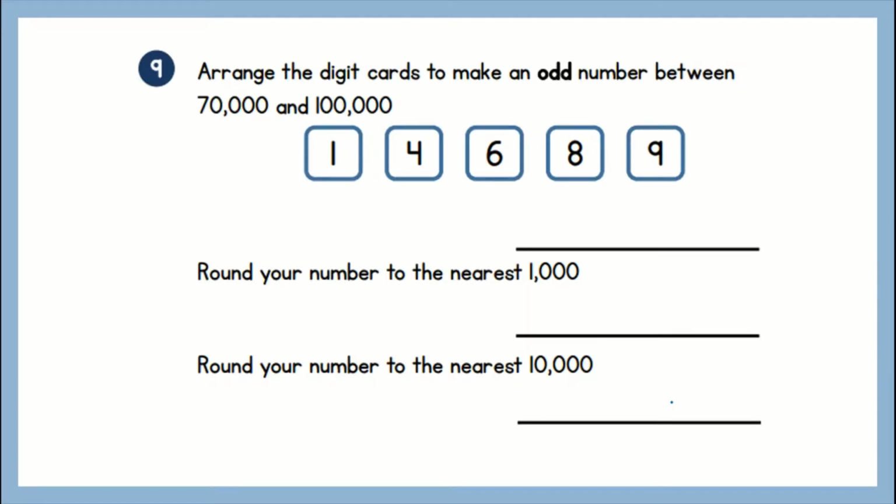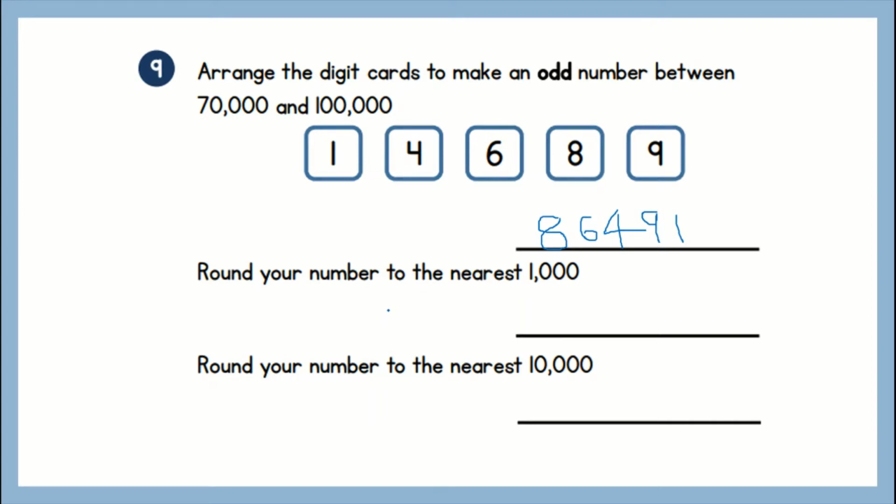Question 9. Arrange the digit cards to make an odd number between 70,000 and 100,000. Now, the number that you're going to make is going to start with either an 8 or a 9. So I'm going to make my number now. 8, 6, 4, 9, 1. And it also needs to end in either a 1 or a 9 because they're odd numbers, but 4, 6 and 8 are even numbers. So it either has to start with an 8 or a 9 and it has to end in a 1 or a 9. So I've done mine here.